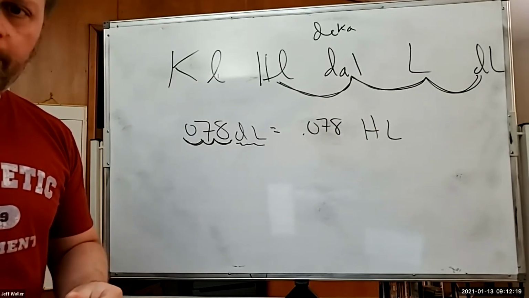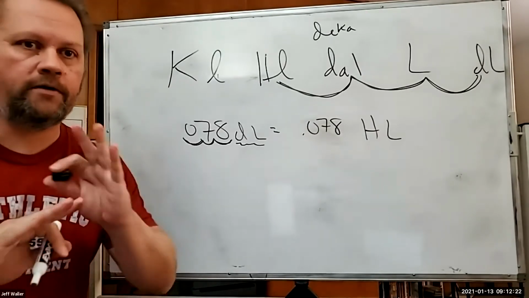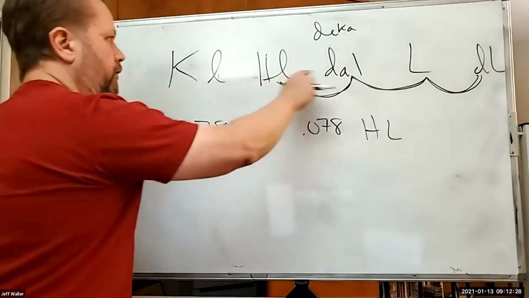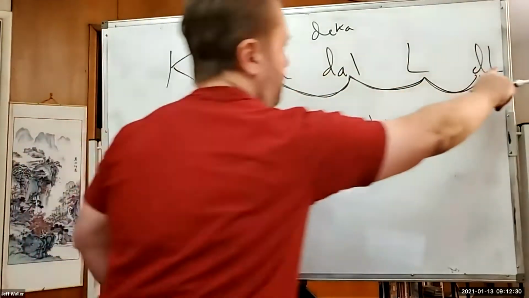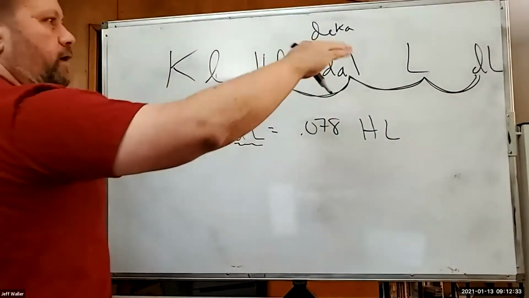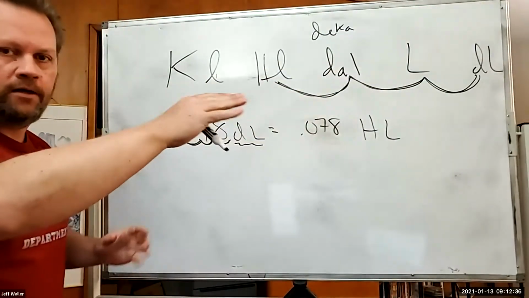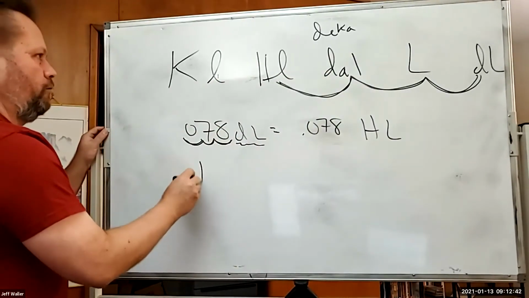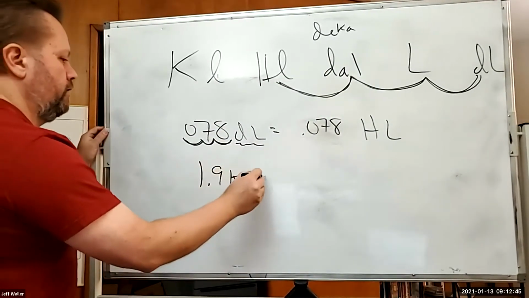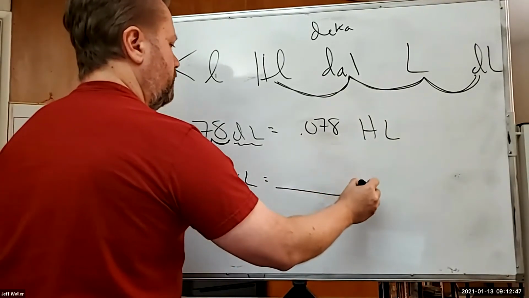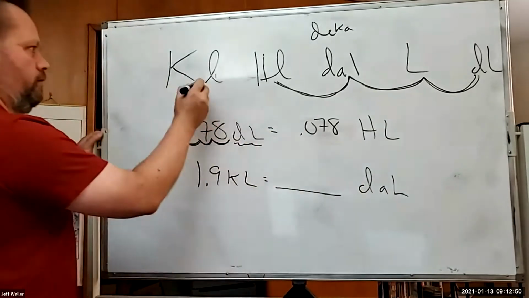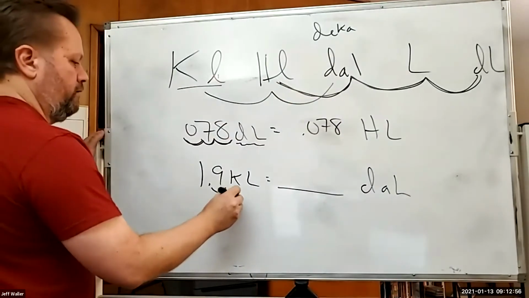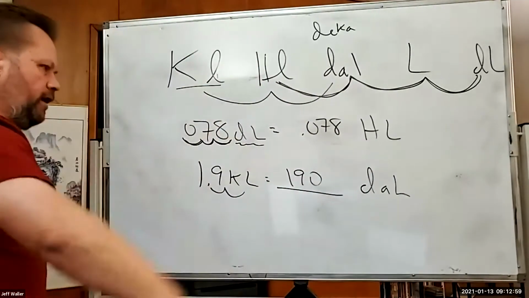There's nothing more to it. I don't even know how to say that in a different way. That's why we have the King Henry thing. So if I can write this stuff, and of course it keeps going, but I wrote too big, right? Then it goes centi and milli, right? Yes. But that's it. If you can write this down. So if I have 1.9 kiloliters, how many decaliters is that? So I'm here, 1, 2, 190. Next.